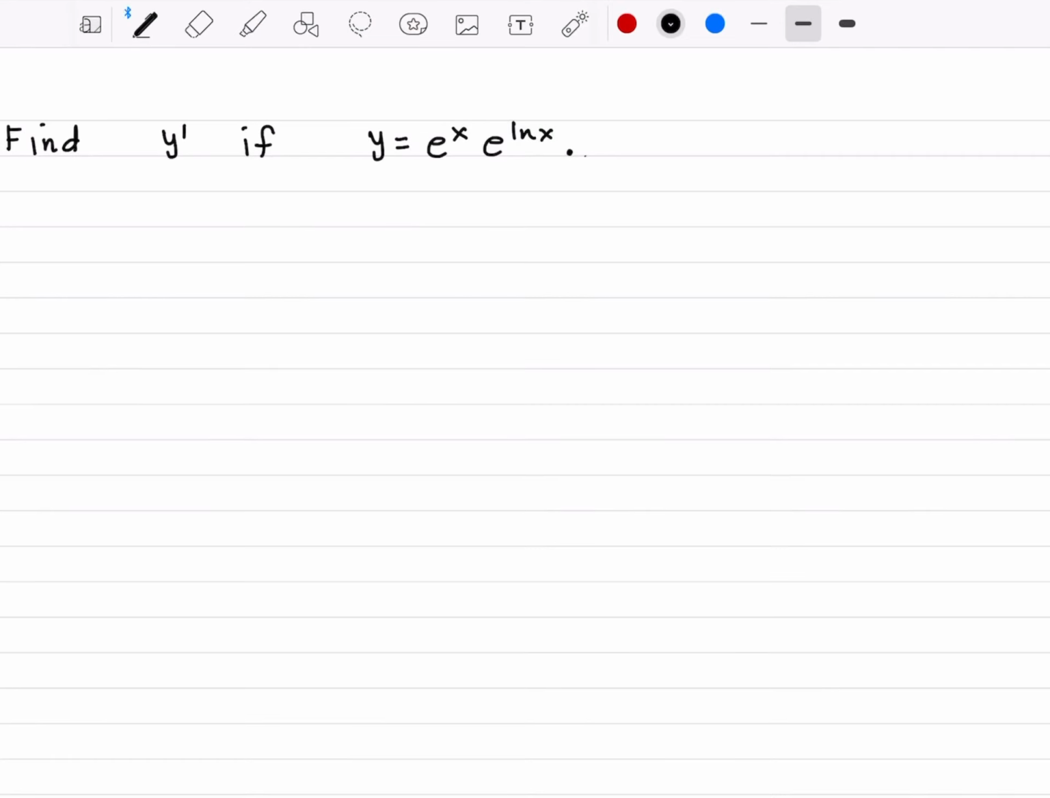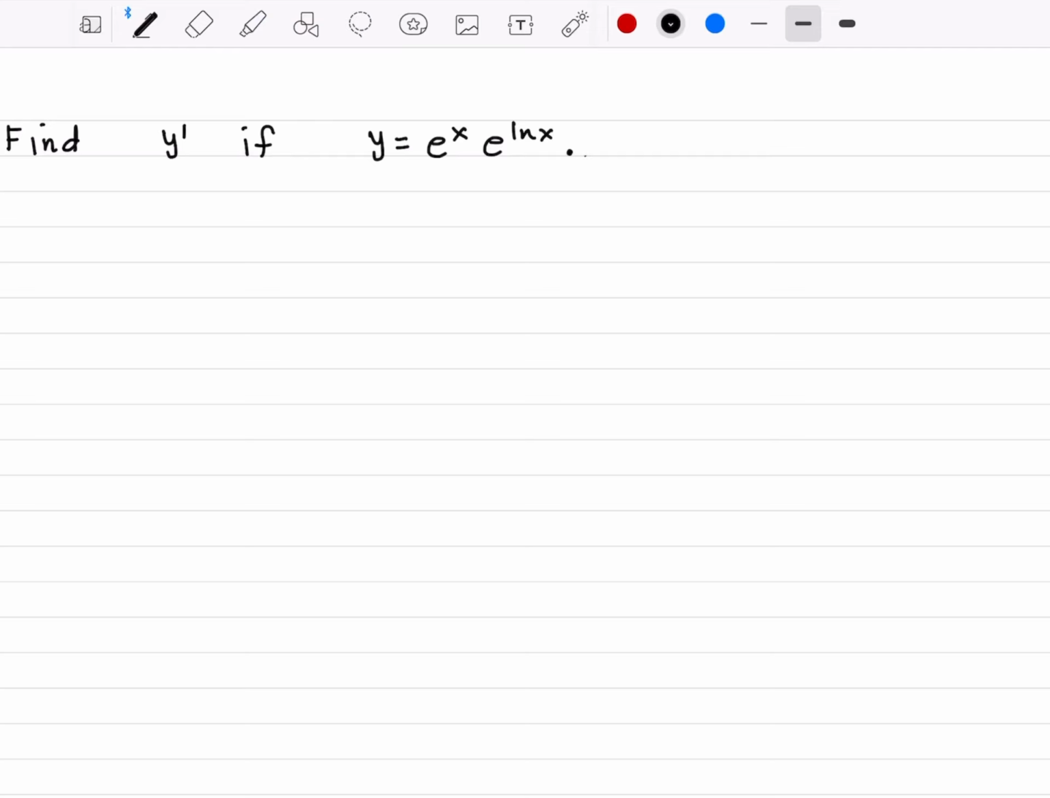I present to you the solution to the problem: find y prime if y equals e raised to x times e raised to ln of x. Looking at the function given, it is exponential in nature. But prior to differentiating, we will simplify the given first.